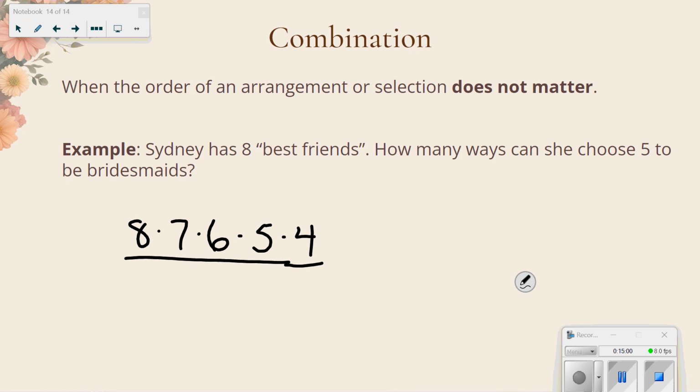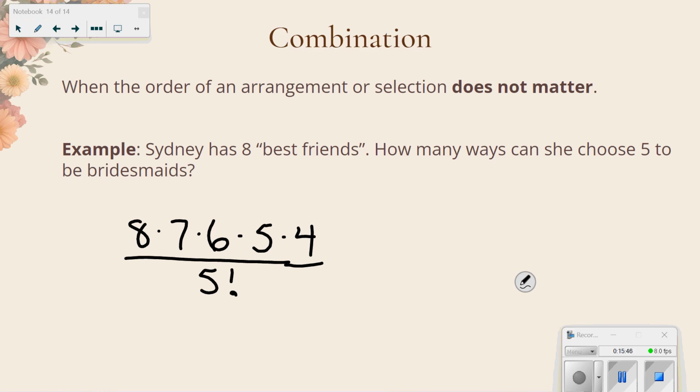But within that, we have to get rid of the repeats. Like before, when I had Sabina, Vita, McKenna running that race, with a permutation, Sabina, Vita, McKenna is different than McKenna, Sabina, Vita. With a combination, they are the same. So we have to get rid of those repeats here. And within those repeats, that's within your group of 5, right? Friend 1, 2, 3, 4, 5 would be the same as friend 5, 4, 3, 2, 1. So within those 5 mix-ups, we're going to have to divide to get rid of them.